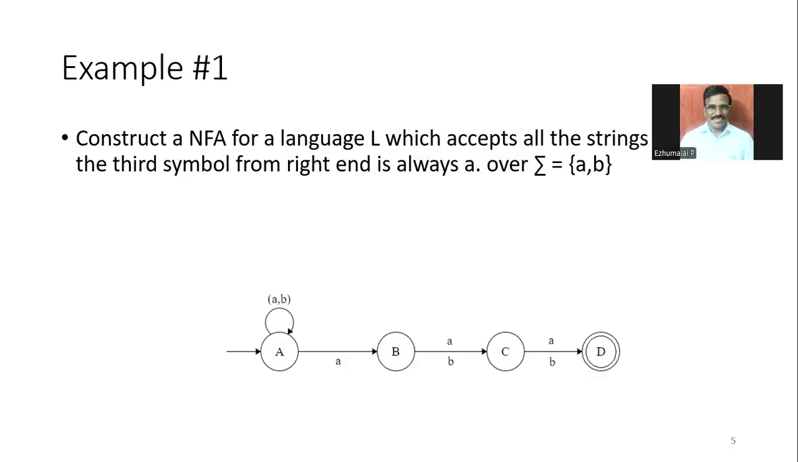Here we are reading from the right-hand side. The first symbol from the right is a or b, the second symbol from the right is a or b, and the third symbol must be a. Only then does it start from A to B. The third symbol from the right being a means only then it reaches the final state. Otherwise, it won't reach the final state.